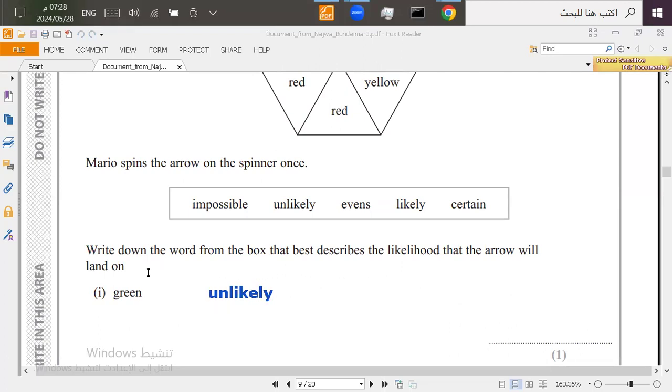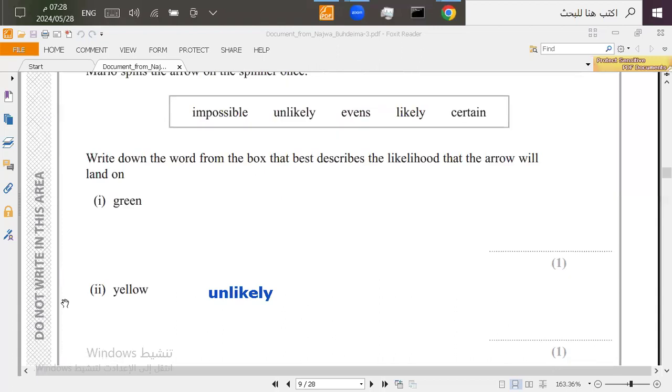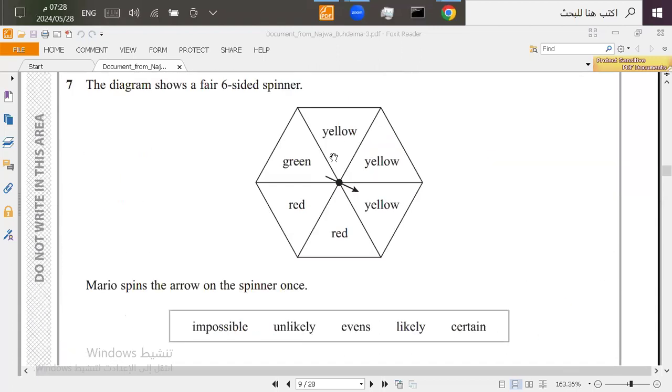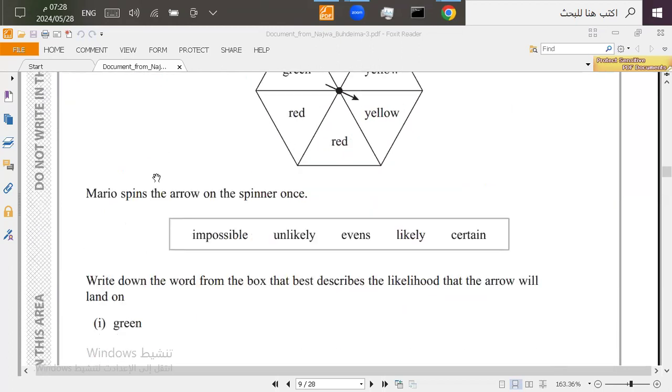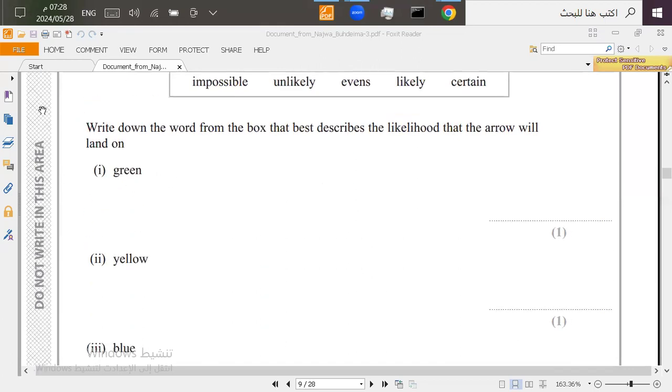And then after green, what do we have? We have yellow. Let's take a look at yellow. Now, how many yellow ones do we have? We have one, two, three. So half of the spinner's sides are yellow. It means it is even. So we're going to write even next to yellow.